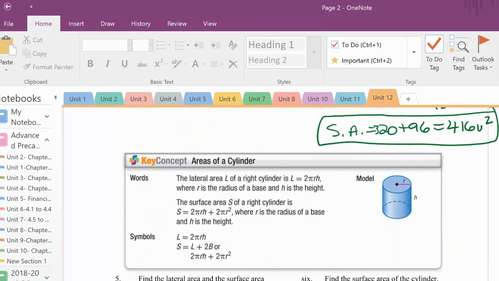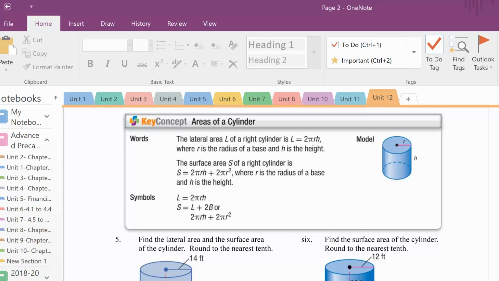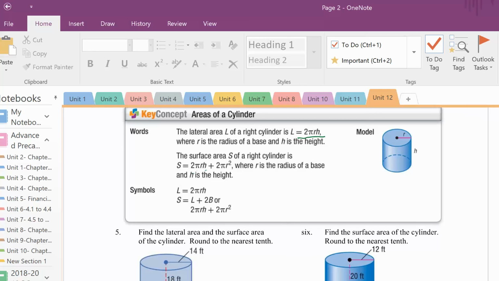All right, so then we're going to move on to cylinders. The lateral area of a cylinder, instead of perimeter of the base, because the perimeter of a circle is circumference, is 2 pi r times the height. Then it's the same thing. The surface area is just the lateral area plus the area of the two bases. But remember, the bases in a cylinder are circles, and the area formula is pi r squared. So that's why it's 2 pi r h plus 2 pi r squared.